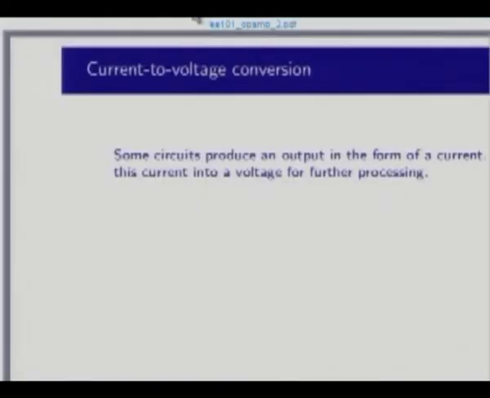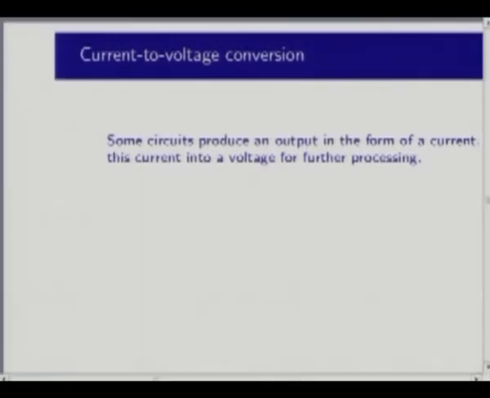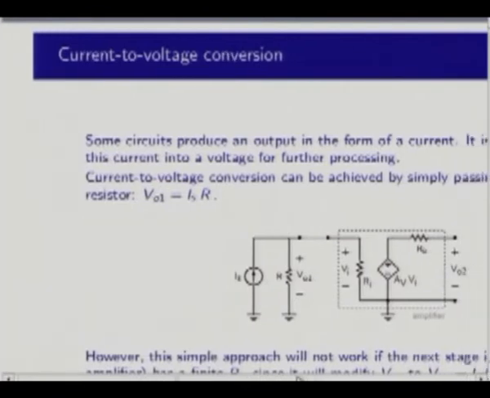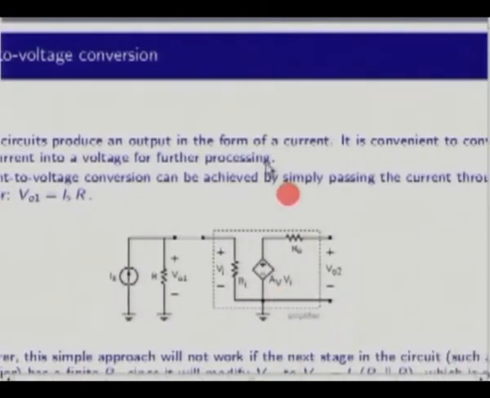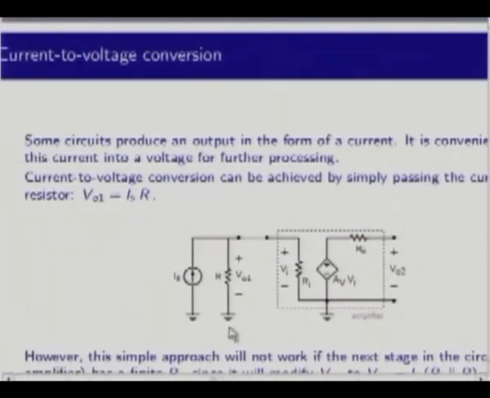Then there are a few other things. Let's just talk about current to voltage conversion. Actually, I think I have more material than I have time for, so I'll have to at some point choose between topics. But let's look at this current to voltage conversion. Why are we worried about current to voltage conversion? Because some circuits produce an output in the form of a current. For example, if you shine light on a photodiode, the output is in the form of a current, which we would like to convert into a voltage. So if the output of a circuit is a current, it is convenient to convert that into a voltage for further processing, and that is why we need a current to voltage conversion.